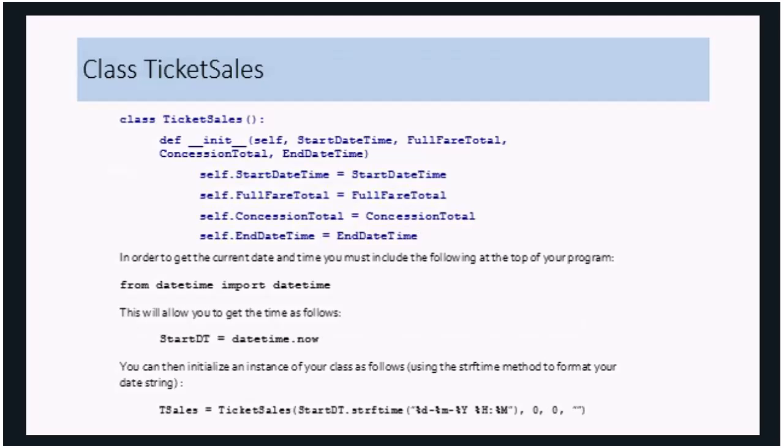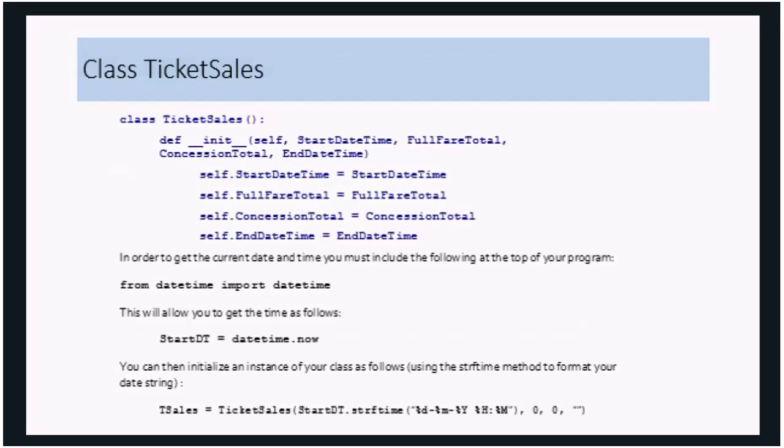Now, how do you get the current date and time? At the top of your program, the very top, you need to include this statement: from datetime import datetime. It's strange syntax, but it's about including a library of functions that handle date time type functions. And it will allow you to get the time like this. You could assign into a variable like start_dt, and the call that you're making is datetime.now. So that's getting the current time from the system clock in the computer.